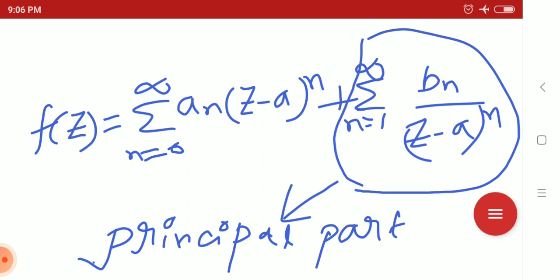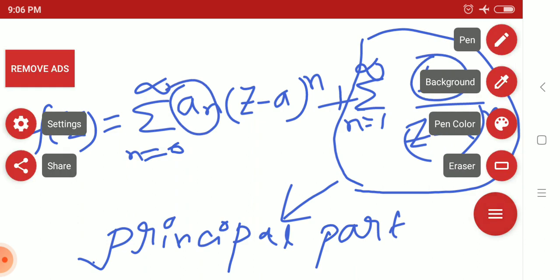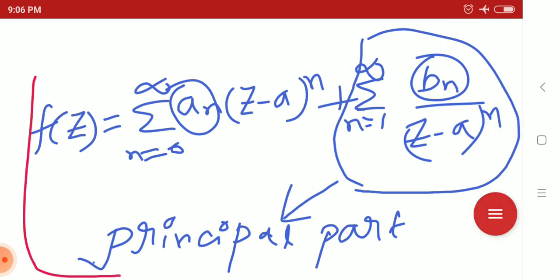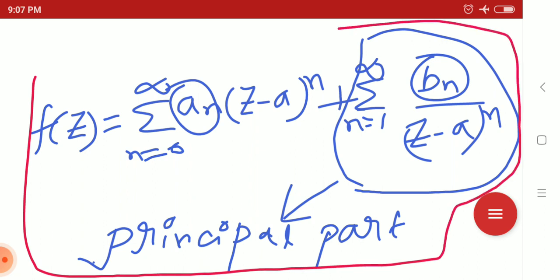And what are this a_n and b_n? First write it. This is the Laurent series expansion of f(z). f(z) can be expanded as summation over n equals 0 to infinity a_n (z minus a) to the power n, the positive powers of z minus a. Here a is the center of the annular region, where z equals a is the center, plus summation over n equals 1 to infinity b_n by (z minus a) to the power n. This is the principal part.